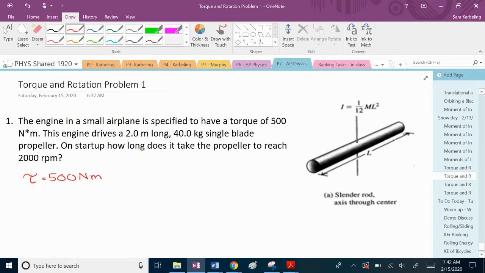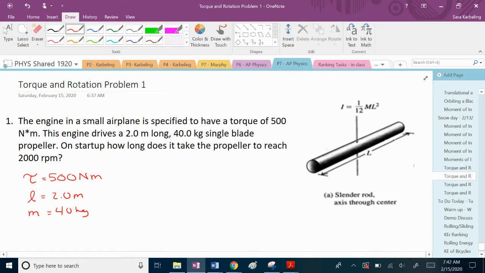The second part says the engine drives a 2-meter long, 40 kilogram single blade propeller. So the length of the propeller is 2 meters, and the mass of the propeller is 40 kilograms.